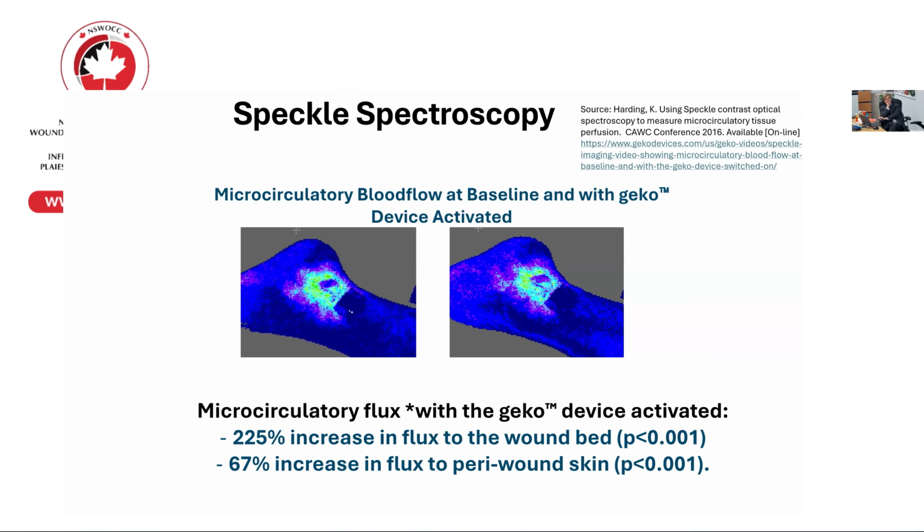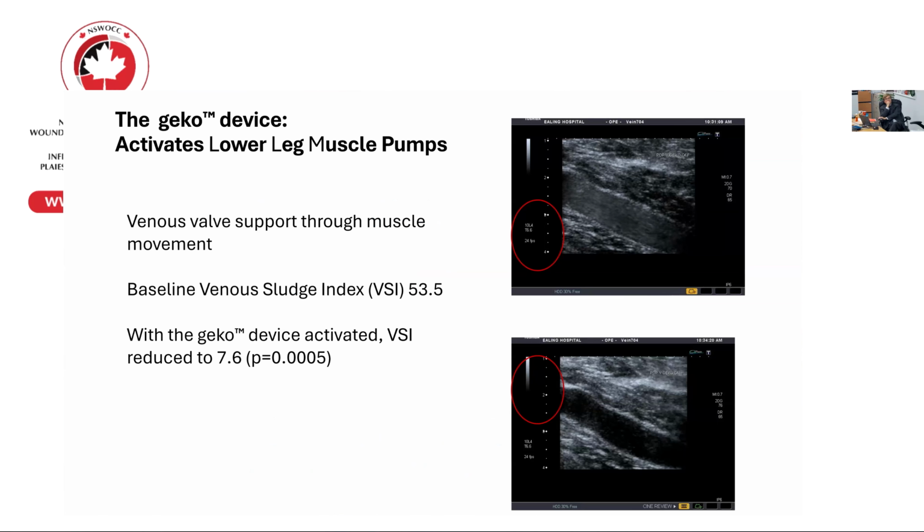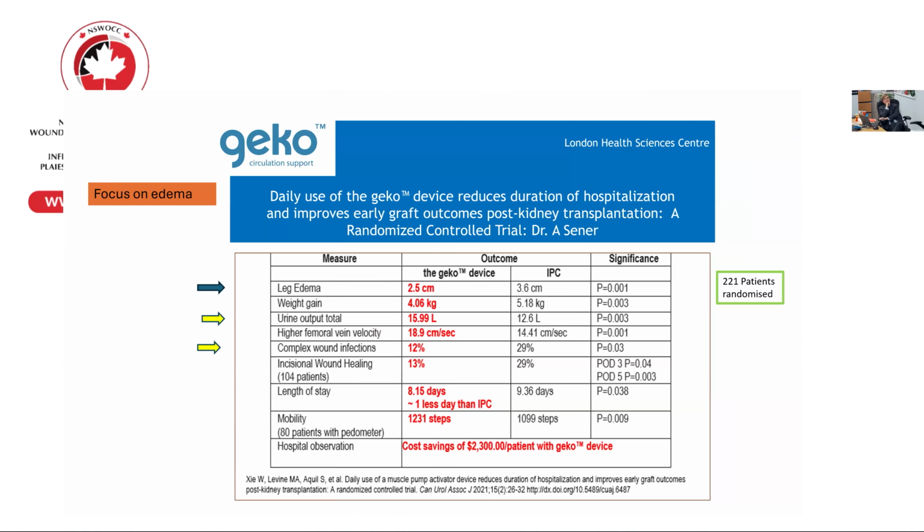Next slide. This just illustrates the same thing. Okay, and this is the Gecko device activating the lower leg muscle pumps. And you can see here the kind of activation that occurs within the vessels. The baseline venous sludge index is 53.5. And with the Gecko device, it was reduced to 7.6. So you actually got increased movement. Next.